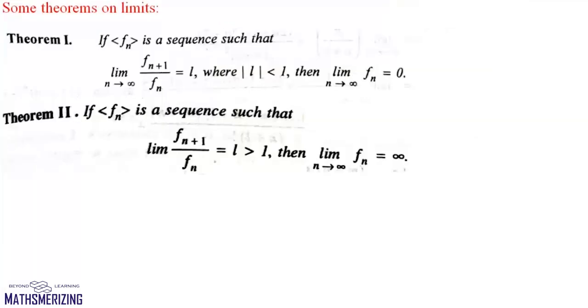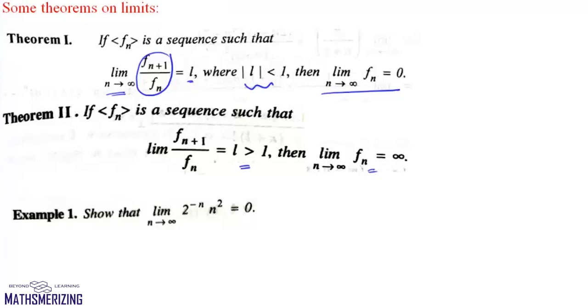Now there are some theorems which you can use while solving some limits. It says if f_n is a sequence such that limit n tends to infinity, f_{n+1} upon f_n is equal to L, where mod L is less than 1, then limit n tends to infinity f_n will be 0. And if this L is greater than 1, then in that case f_n diverges to infinity. Now let us take up an example. Say for example, show that this limit n tends to infinity, 2 to the power minus n into n square, is equal to 0.